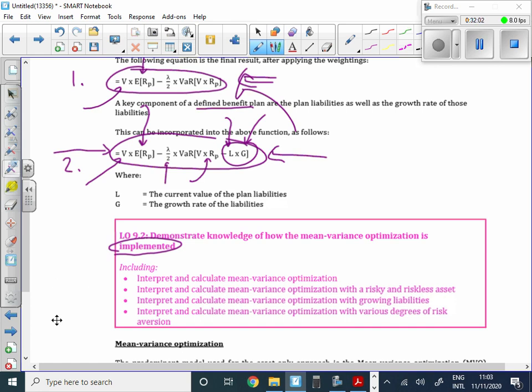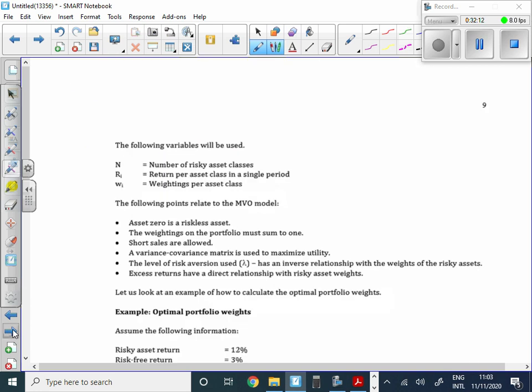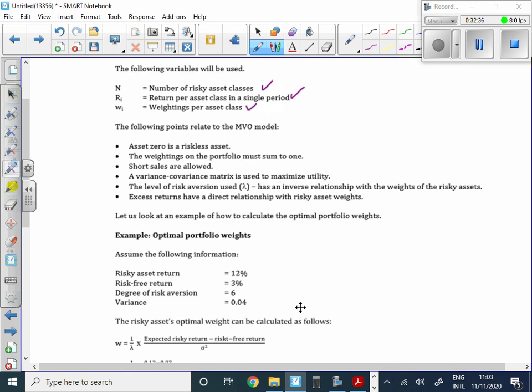So you can expect over here a general normal calculation. What about if I've got two assets over there? What if I've got an asset with growing liabilities, etc., etc.? And the key coming out of this particular learning objective is to be able to calculate the various weightings as I need them. Okay, let's look at some of my key variables, guys. N is the number of asset classes that I'll be dealing with. R is my returns, and W is my weightings. Okay, good. The following points relate to my model, and guys, there should be nothing new to you here.